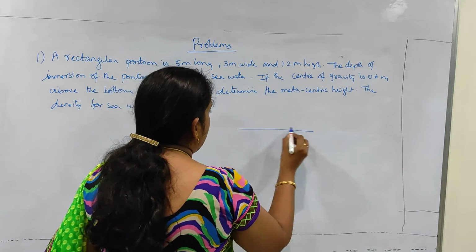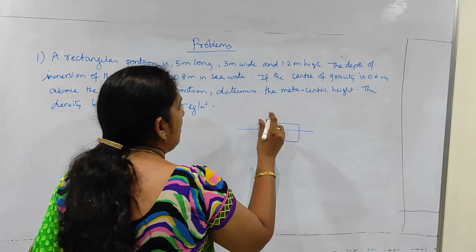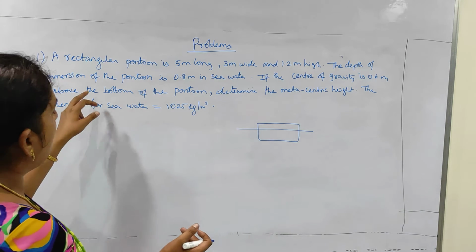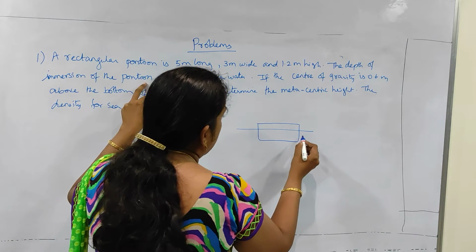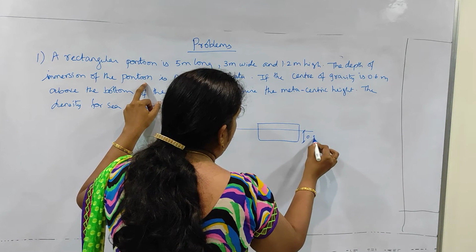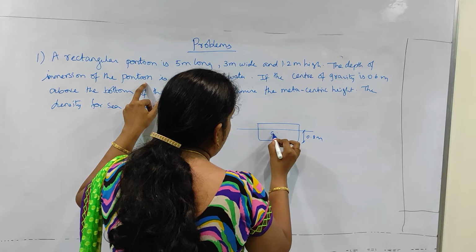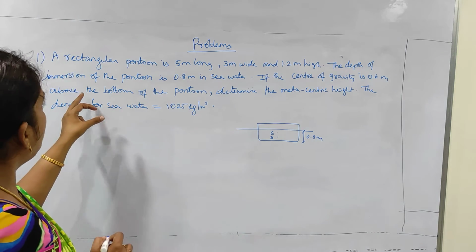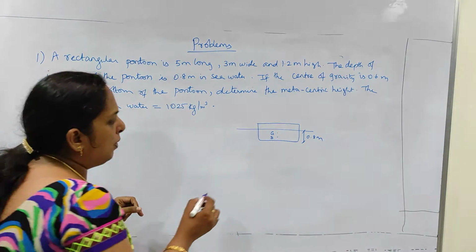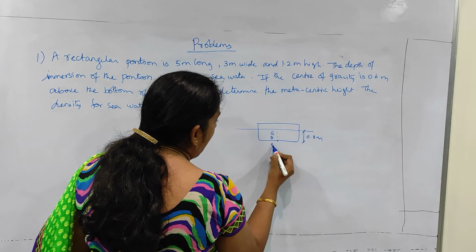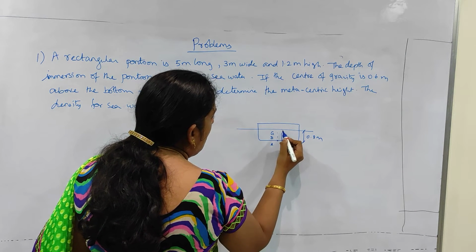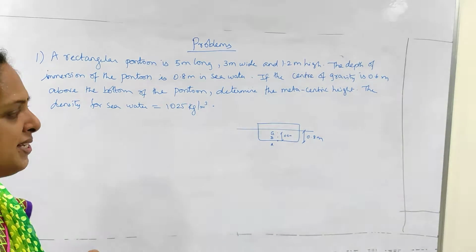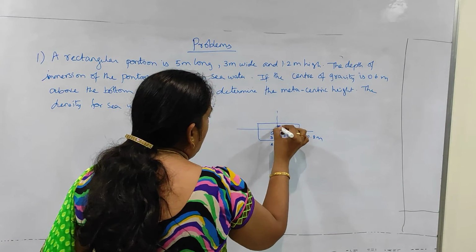Just assume that this is your pontoon. It is immersed in the water, floating. The depth of immersion is 0.8 meter, so this much is your depth of immersion. Now I know my center of gravity is here, and my buoyancy force is here. They have given that the center of gravity is 0.6 meter above the bottom of the pontoon. So the bottom of the pontoon is here, say A. My center of gravity is 0.6 meter above the bottom of the pontoon. Determine the metacentric height.